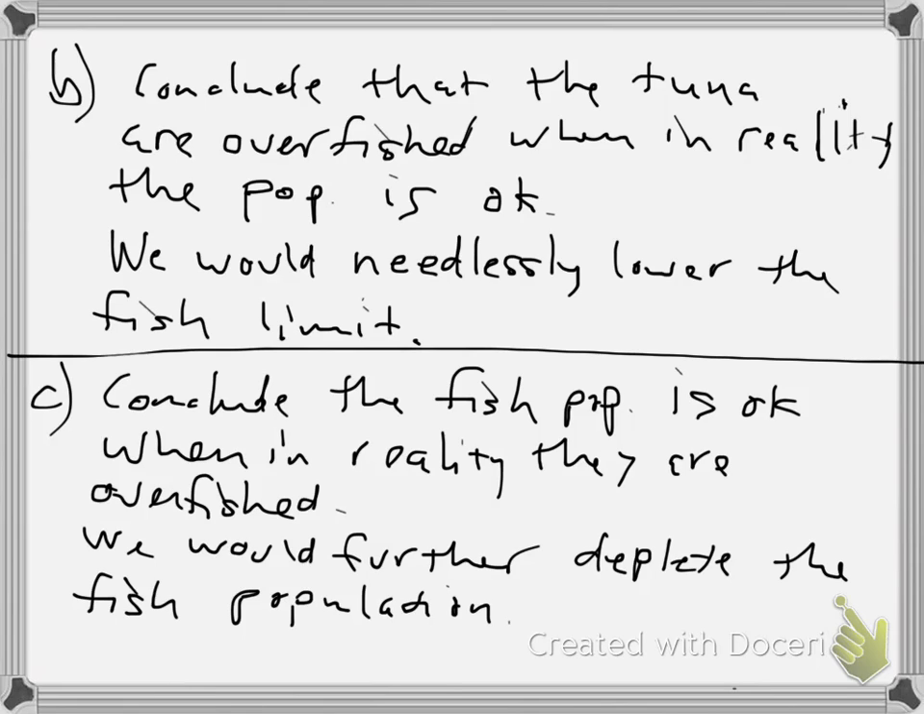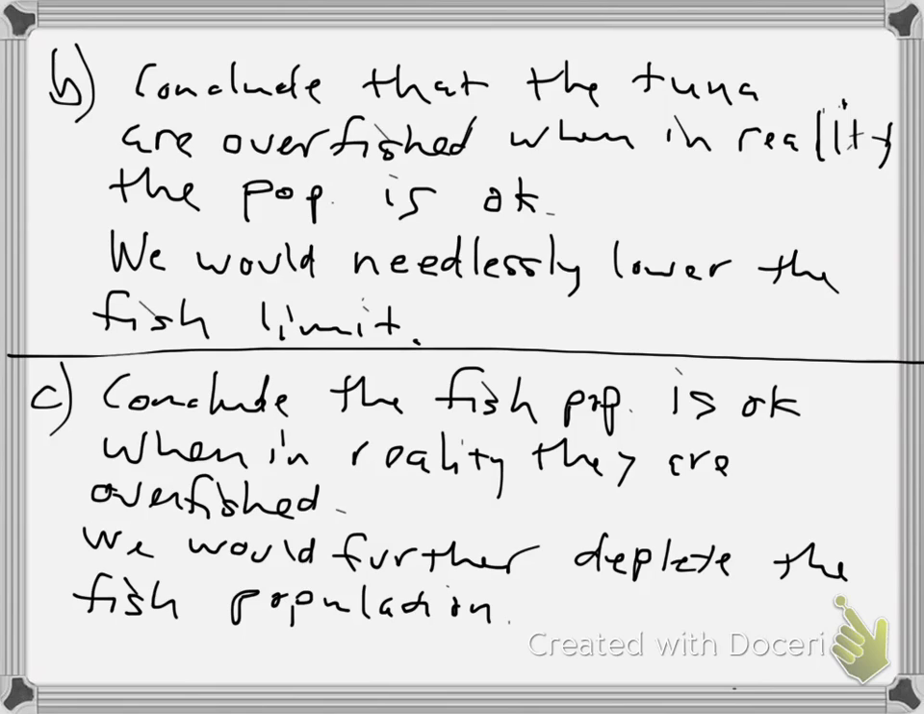So, Part D asks, based on your answer in Part B and C, what would you set as your significance level and why? And this was part of Monday's lesson. So we're asking ourselves, what's worse, committing a type 1 or committing a type 2 error? Okay, so type 1, what's the consequence? We'd needlessly lower the fish limit. Okay, so you couldn't catch as many fish, but the population's going to be okay, right? Part C is we would further be depleting the fish population.